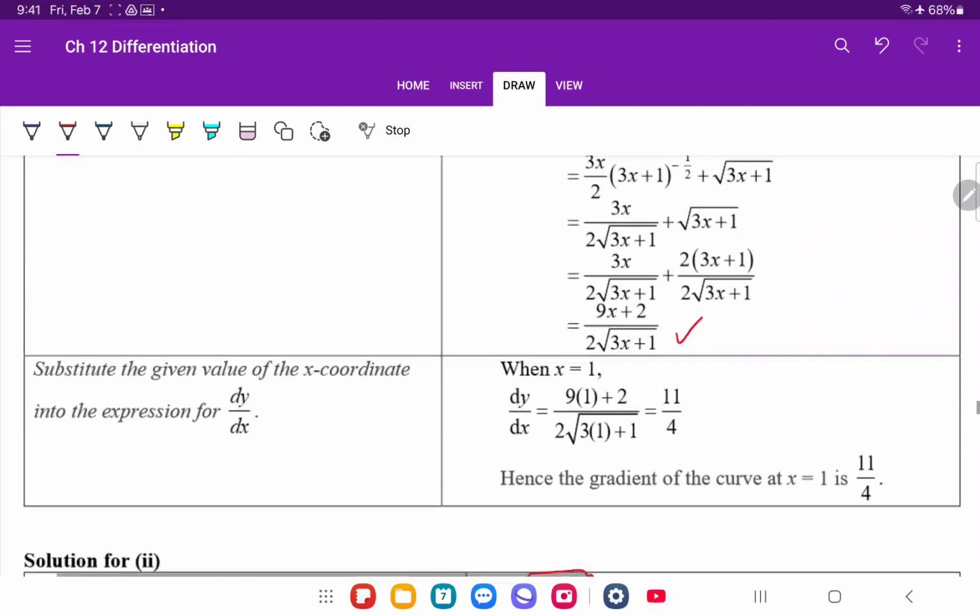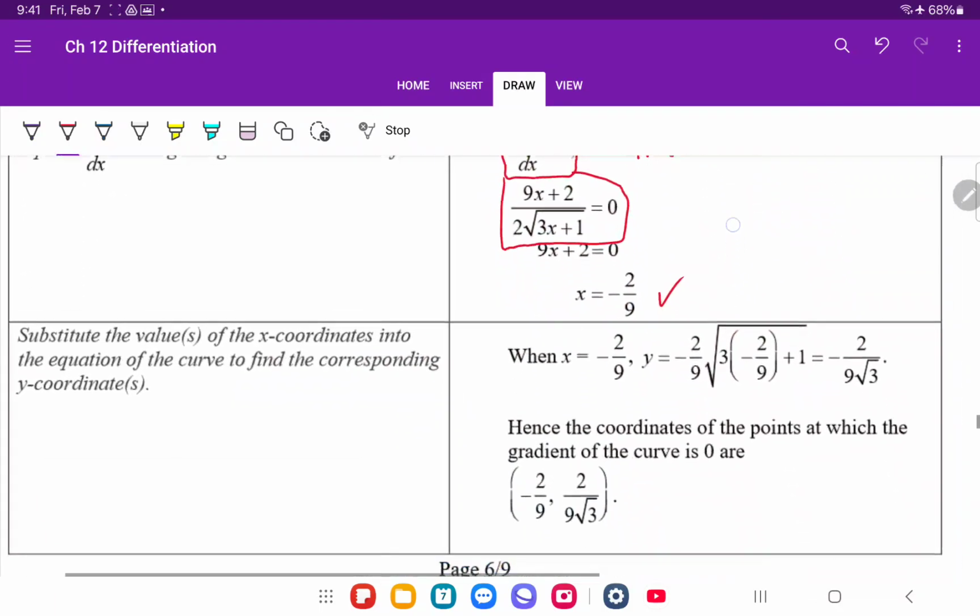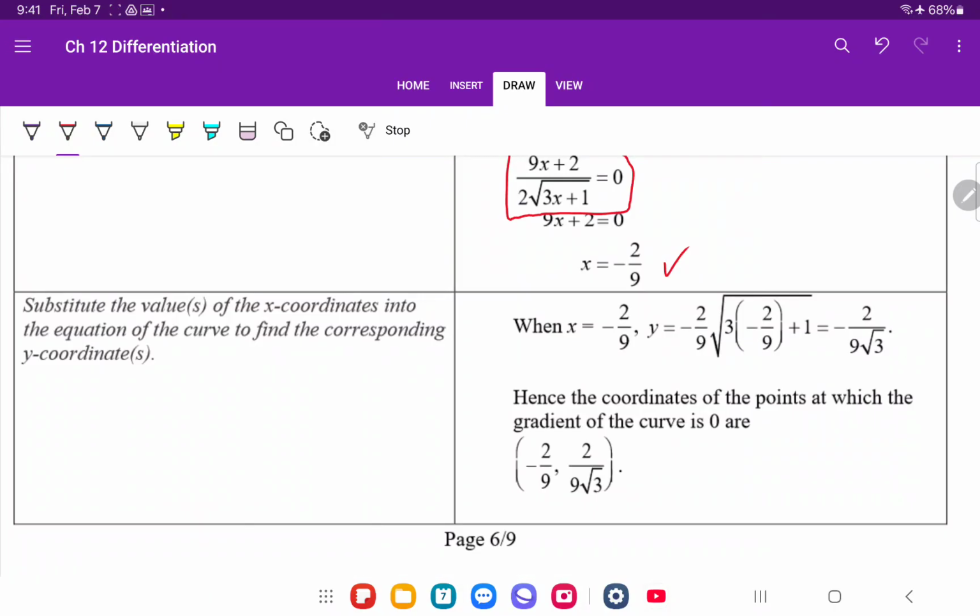Now the question asks for coordinates. That means they want both the x and the y. We have just found the x. Now how to find the y? You must use the x and put it into the original equation. Sub it in and calculate the y. So that is what is done here. Once you got the answer for the y, you place the x and the y into the coordinates, and that's the answer for this question.